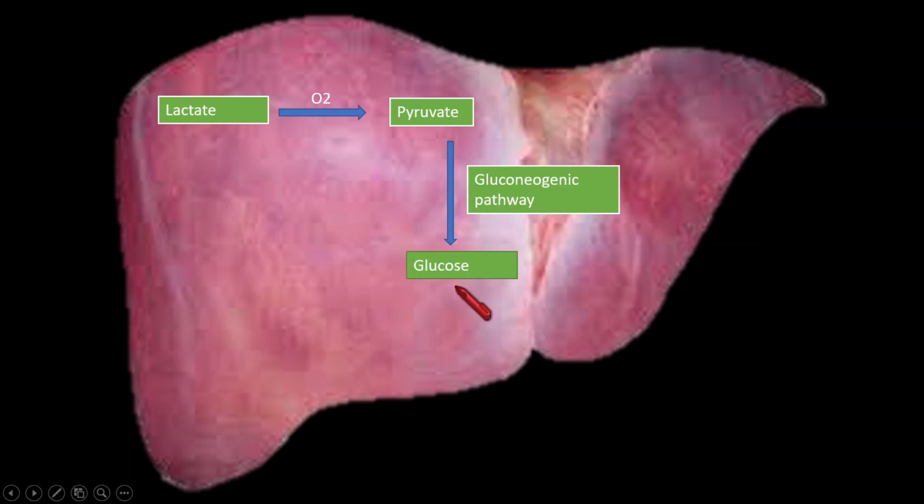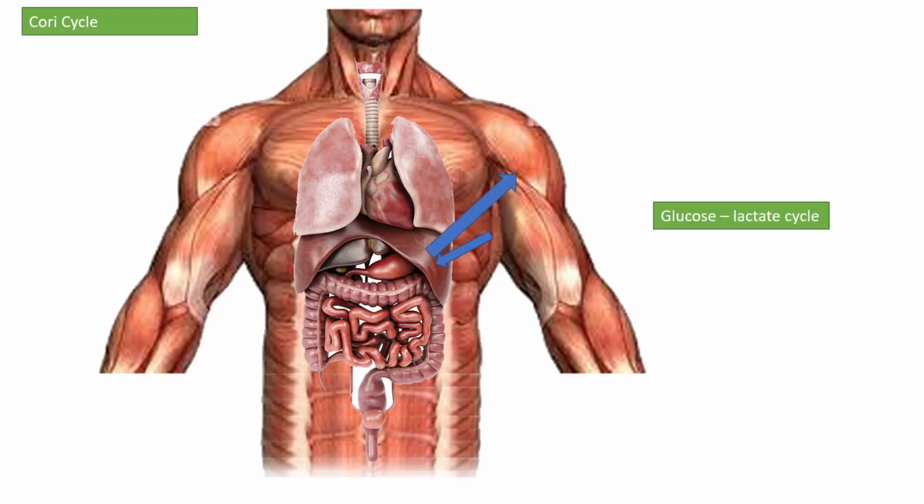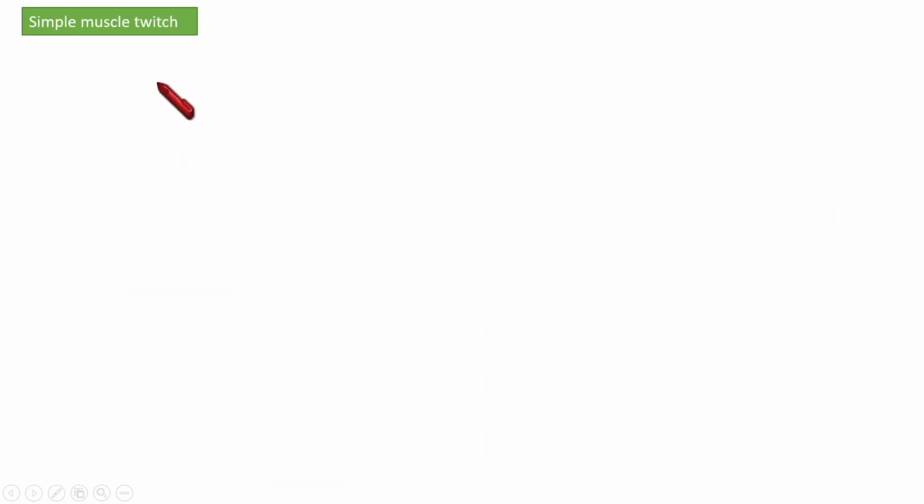And this formed glucose is again passed through the blood and will reach the muscle. Then that glucose can further undergo metabolism to liberate ATP for further energy supply for the muscle to do the vigorous exercise. And this Cori cycle is also known as the glucose lactate cycle. What is it? Glucose lactate cycle.